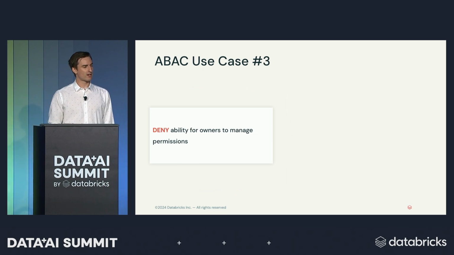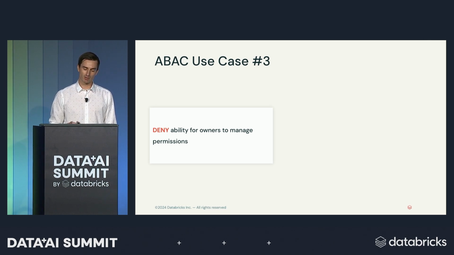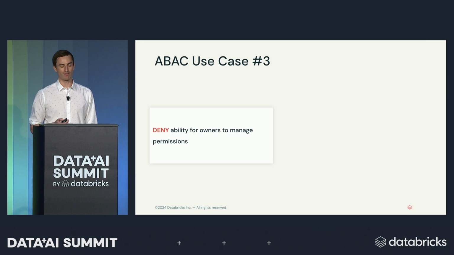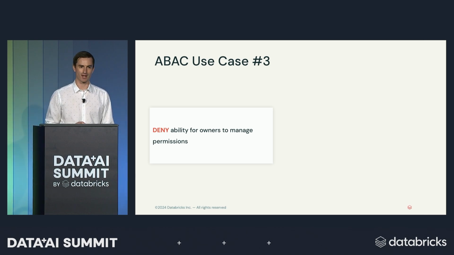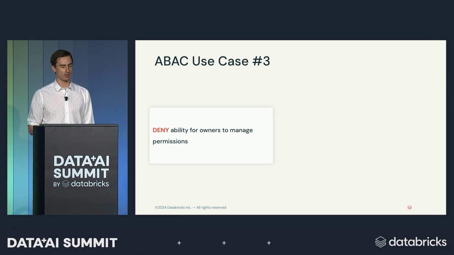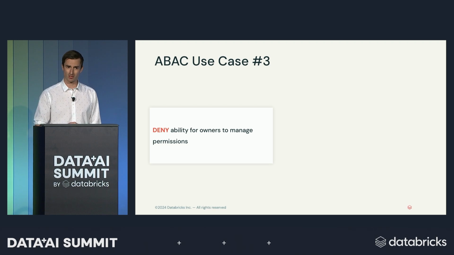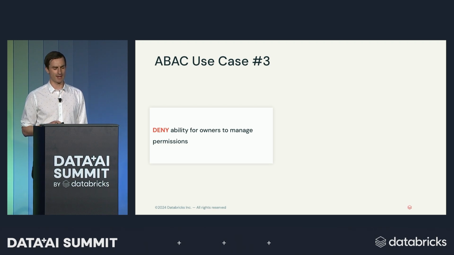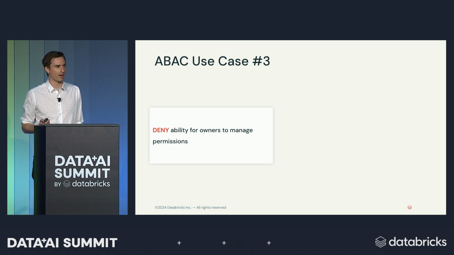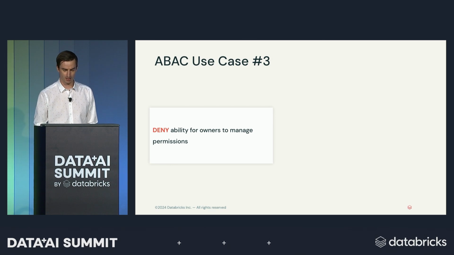And then ABAC use case number 3 is a great example of ABAC because it's not ABAC at all. Okay, so this is an example that I get often from customers. And here what we want to do is deny the ability for owners to manage permissions on objects. So there's this fairly standard SQL pattern where you create an object, you're the owner, you can make grants on it. But what about if you don't want to do that because this is particularly sensitive data?